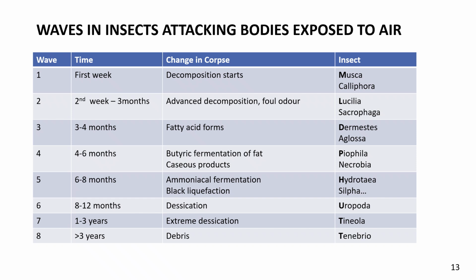In the fifth wave, with a time period of 6 to 8 months, ammoniacal fermentation starts to occur, and there is black liquefaction. In the sixth wave, 8 to 12 months, desiccation, that is drying, starts, and we have Acarina. In the seventh wave, from 1 to 3 years, there is extreme desiccation of the corpse, and the insects found will be Tineola. In the eighth wave, more than 3 years, only debris is left behind, and the insect that may be there is Tenebrio.